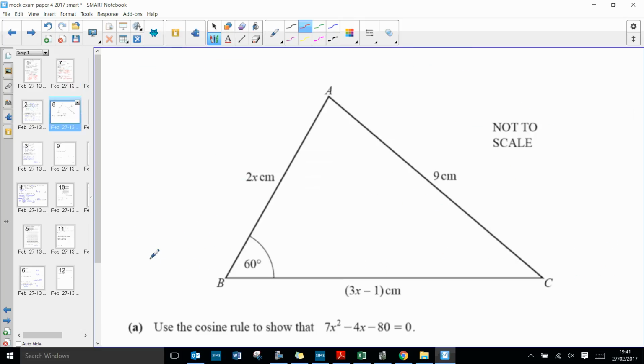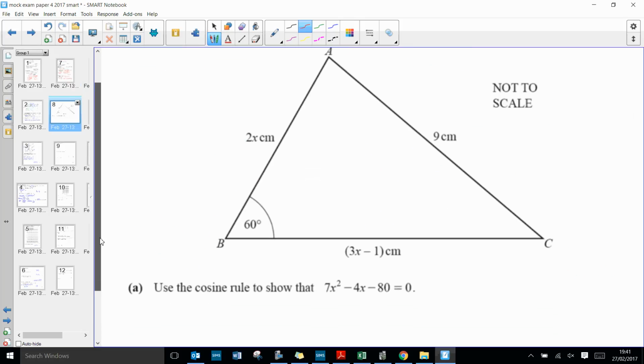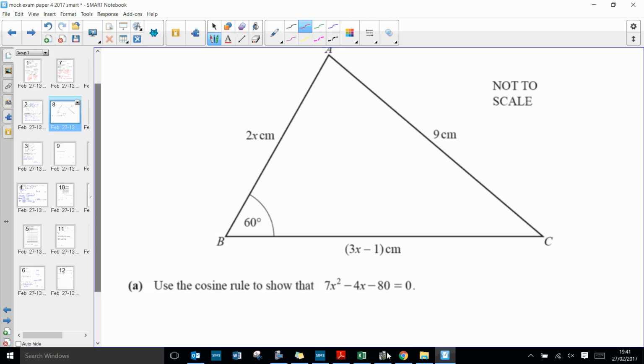Okay, use the cosine rule to show that blah blah blah blah. Okay, so remember, show that question. So you kind of ignore what you get given at the beginning that you're asked to prove. Just use the cosine rule as you would.